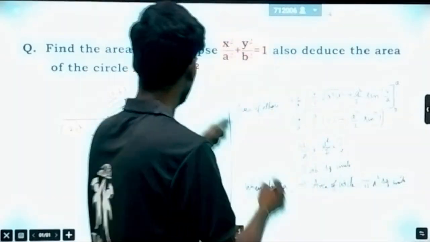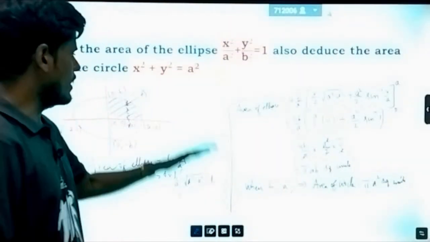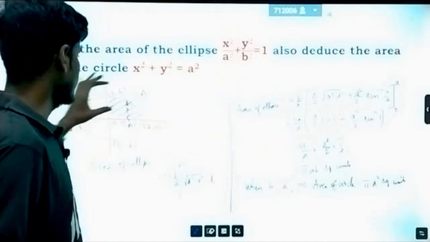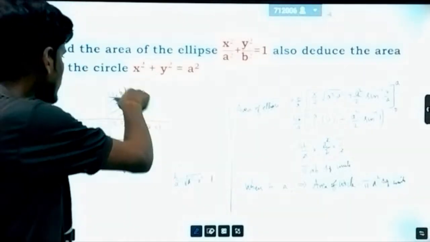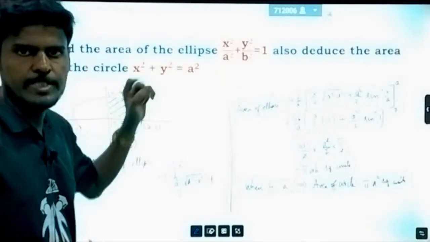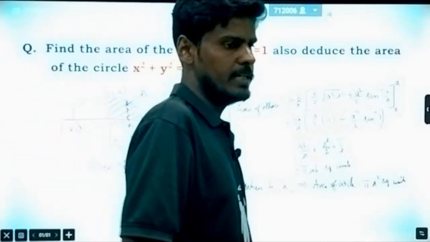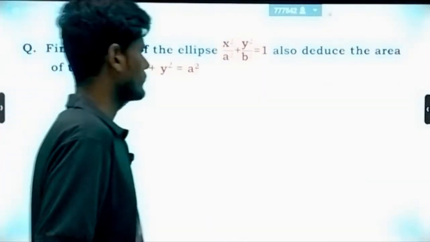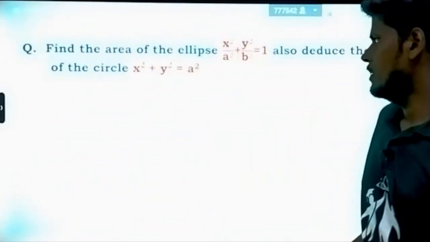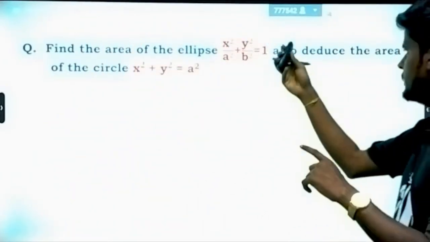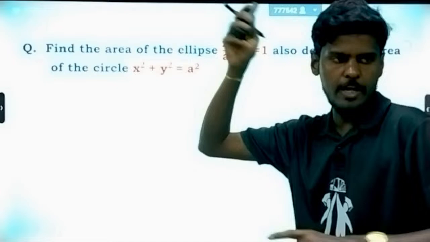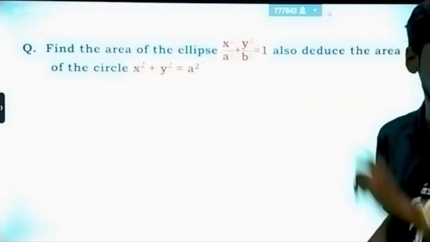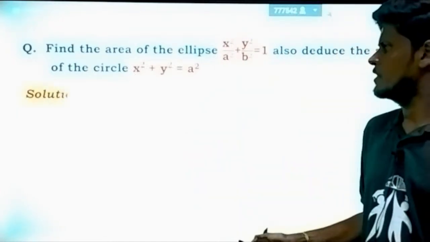If this question is asked separately in an objective type, then you have to follow the same procedure, but instead of drawing the curve of an ellipse, draw a curve of a circle and then solve. Right, now easy. So now we will see the solution. In this question, we are asked to deduce the area of the circle from the area of the ellipse. So we are substituting b equal to a.